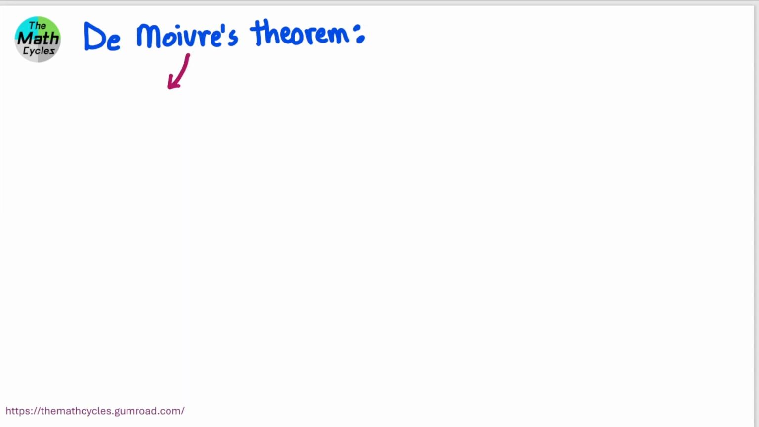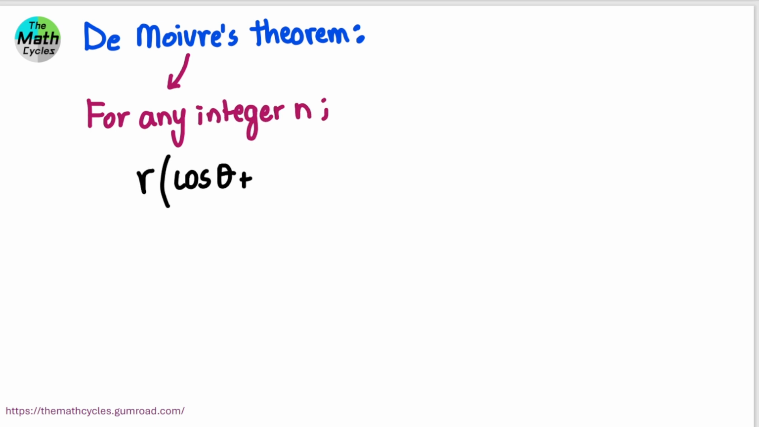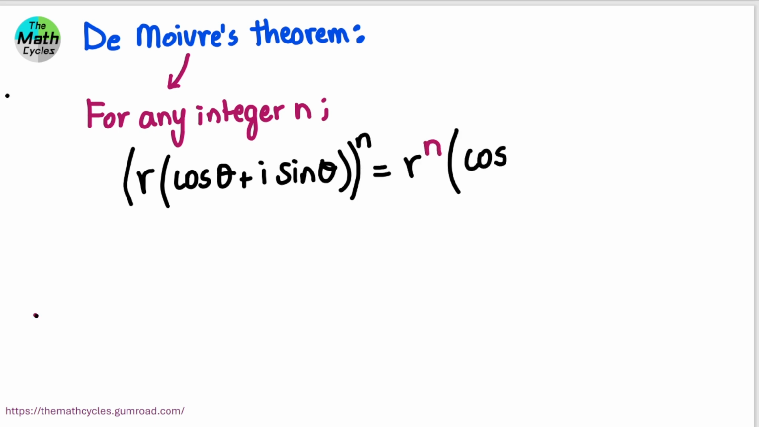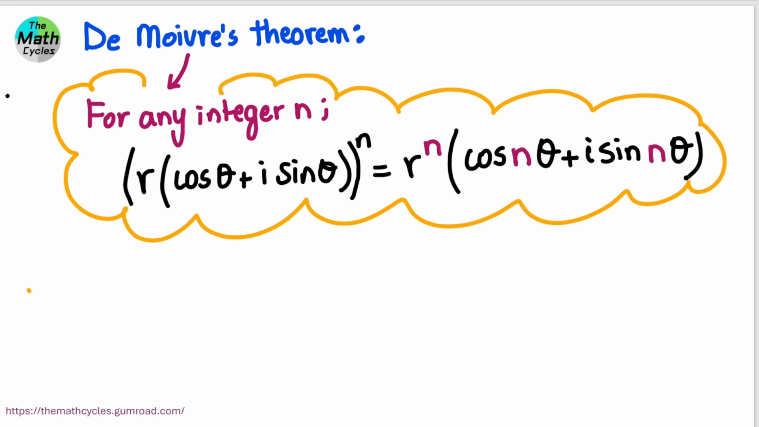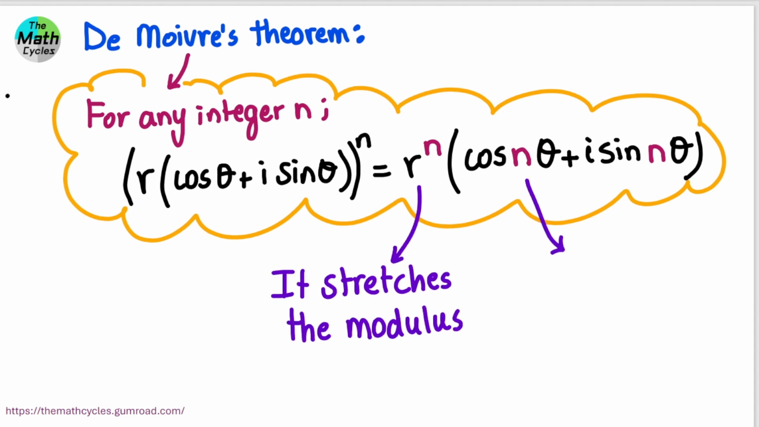De Moivre's theorem is a powerful tool in the world of complex numbers. This theorem is going to make it easy to raise complex numbers to integer powers, and it's a key step in finding roots of complex numbers. So let's see the formula. For any integer n, if we raise r cosine theta plus i sine theta all to the power of n, we will get r to the power of n cosine n theta plus i sine n theta, which means that we raised the modulus to the power of n and we multiplied the angle by n. So here we stretch the modulus and we rotate the angle.